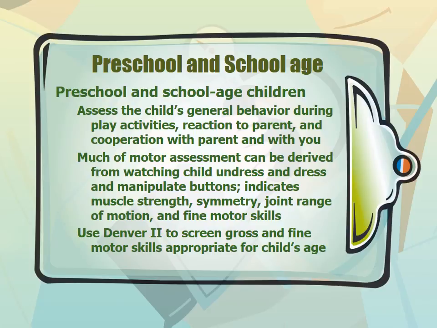A lot of their motor assessment is actually obtained just from sitting there and watching the child as they undress, as they get dressed, as they manipulate buttons, which a lot of times will indicate their muscle strength, the symmetry, whether or not they're able to do those fine motor movements, the joint range of motion, and fine motor skills. And again, we said that we would use the Denver 2 to screen the gross and fine motor skills that are appropriate for the child's age.